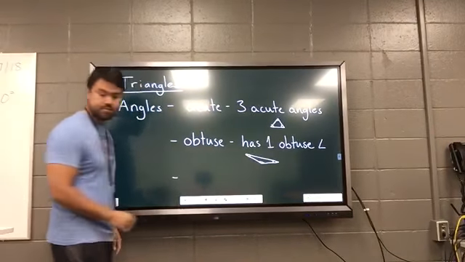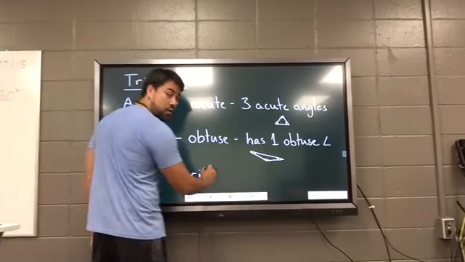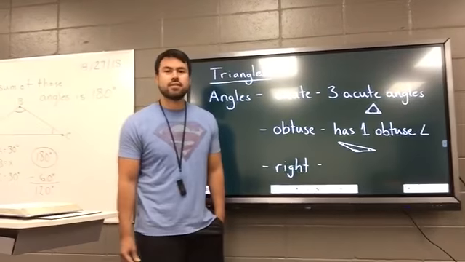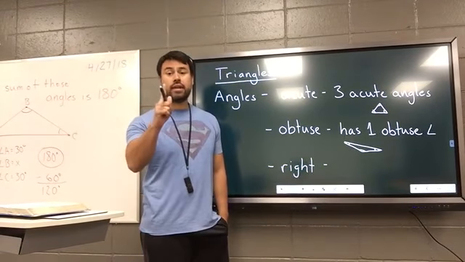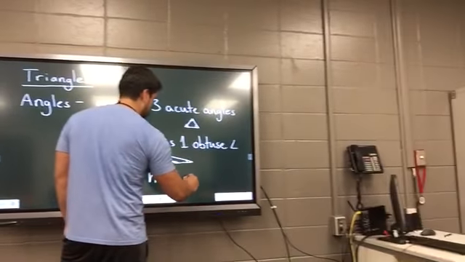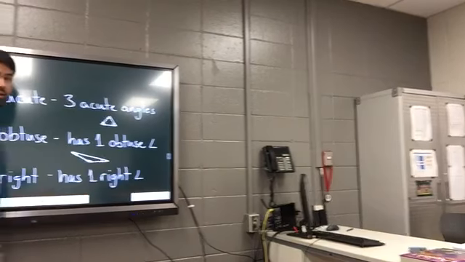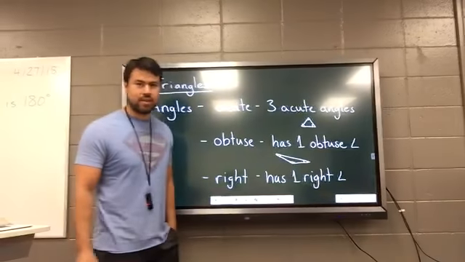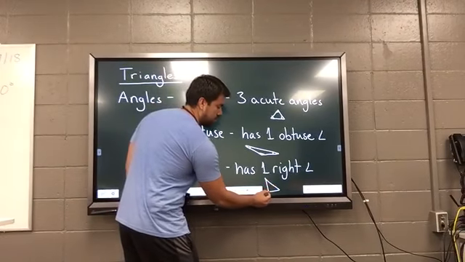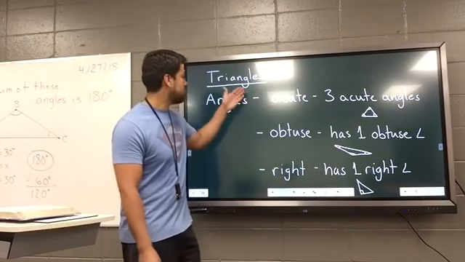And the other one, we're going to call it a right triangle. And what do you think a right triangle has? It has 1 right angle. Sorry, Swivl, come back to me. It has 1 right angle. So if I draw one, it has to have 1 right angle in that triangle. Okay? That's classifying by its angles.